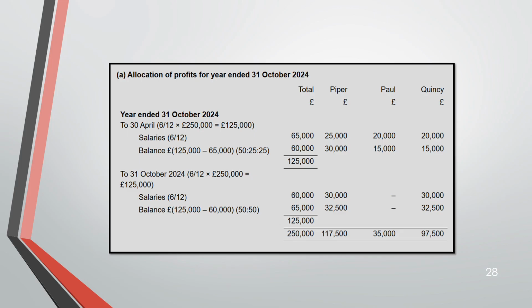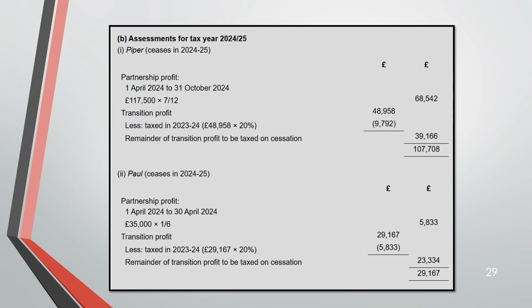So this is the answer for activity 3, when the partnership ceases. First there were 3 partners and then there were 2 partners. So we have calculated and done the assessment for the tax year 24-25, the transition profit which all 3 partners will have to be taxed on.